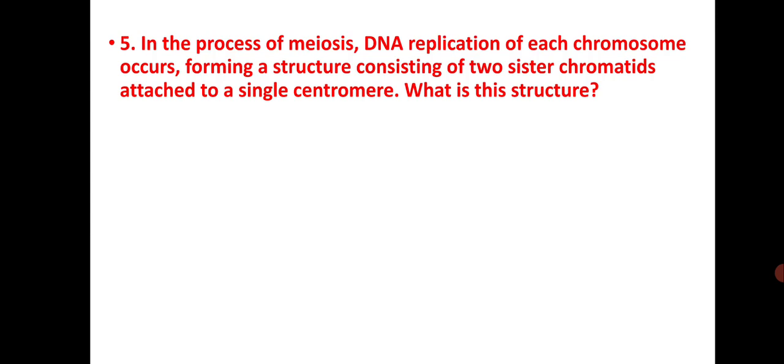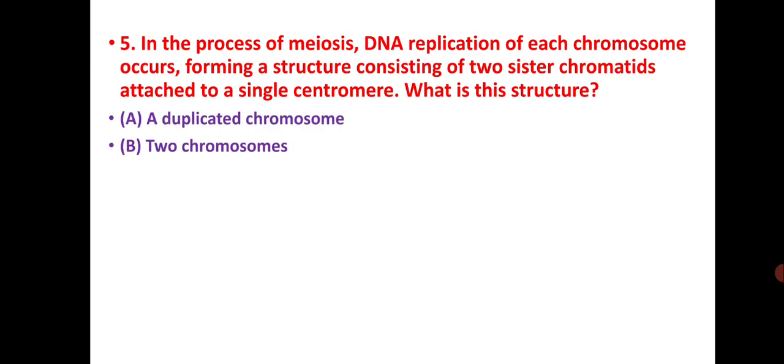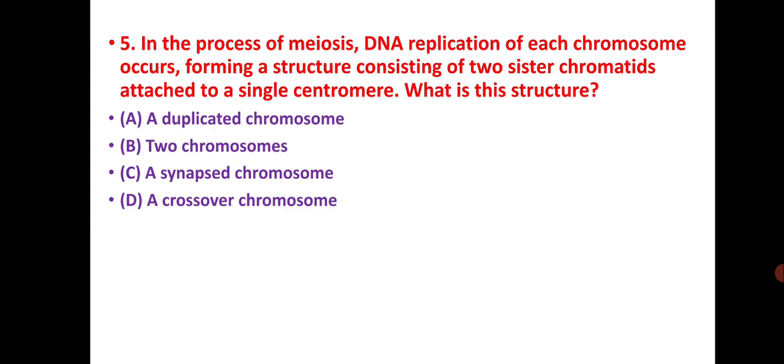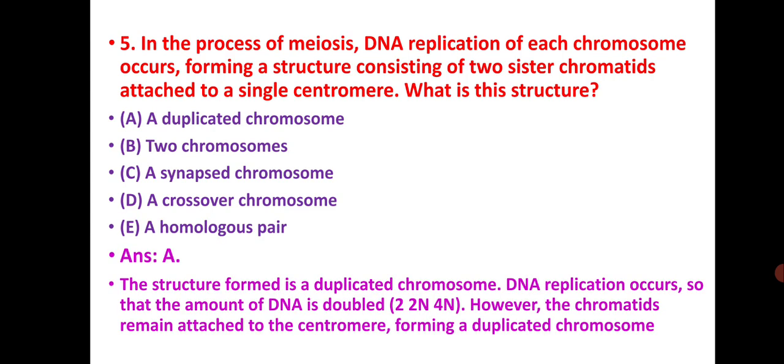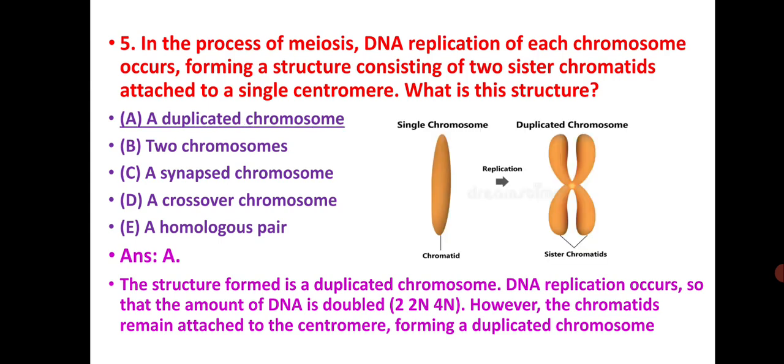Fifth question: in the process of meiosis, DNA replication of each chromosome occurs, forming a structure consisting of two sister chromatids attached to a single centromere. What is this structure? Options are a duplicated chromosome, two chromosomes, a synapsed chromosome, a crossover chromosome, a homologous pair. The answer will be A, that is a duplicated chromosome.